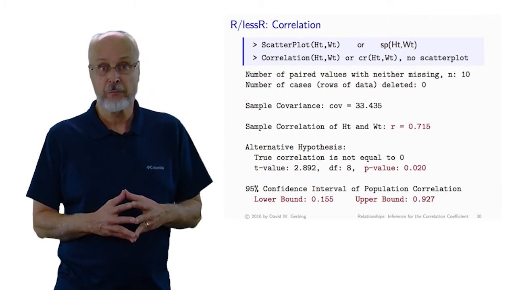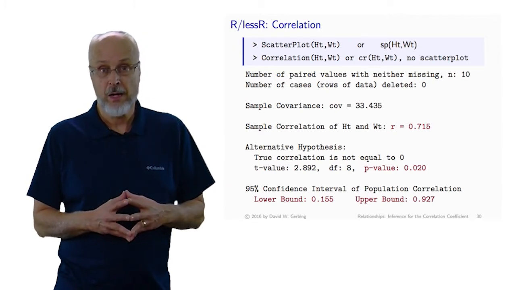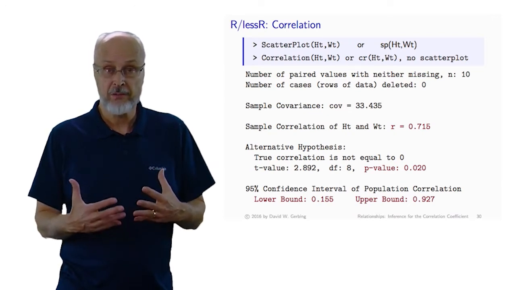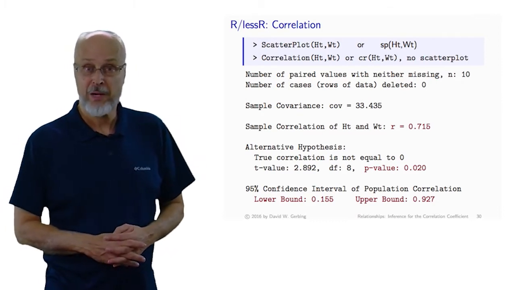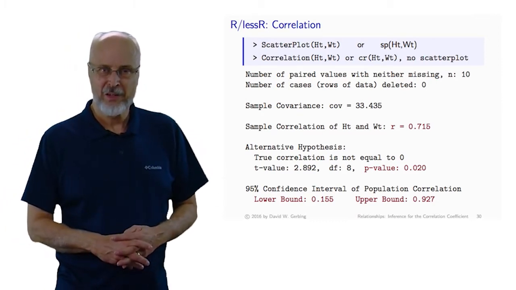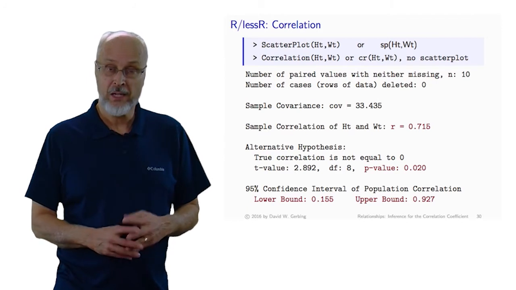That gives us a p-value of 0.02, which is less than 0.05. So we conclude an unlikely event occurred if we assume the null hypothesis. So let's not assume the null hypothesis. Let's reject it and presume then that the two variables, height and weight, are related.